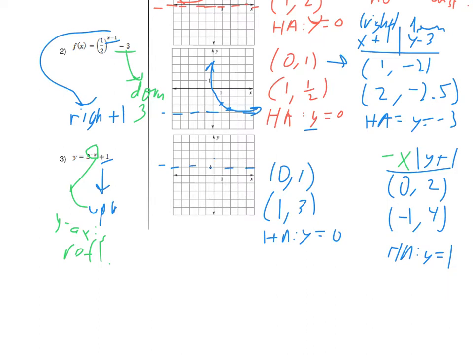Okay, so we've got our horizontal asymptote right there. And then 0, 2, -1, 4. And so this one is going to be decaying. And I know it looks like it should be growing because we have that 3 in the base, but because of the y-axis reflection, because that -x, that does switch it.